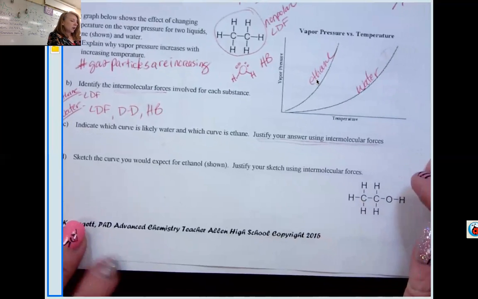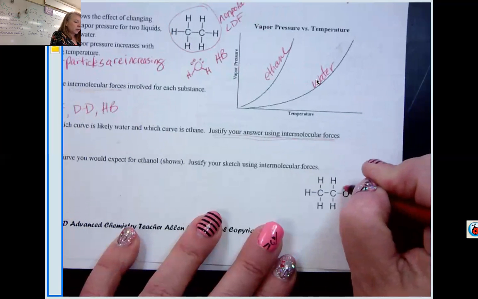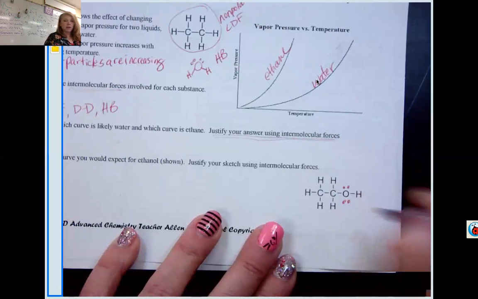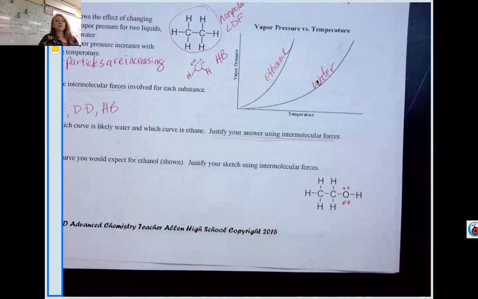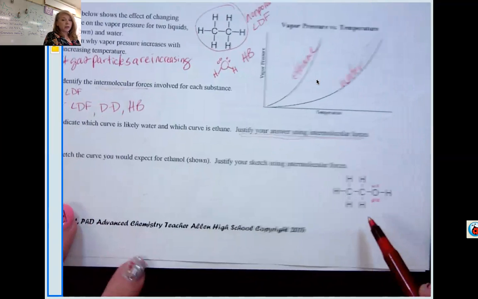D says sketch the curve you would expect for ethanol, which is shown. What they don't show are the lone pairs on oxygen. A lot of times the AP test writers will ask you to finish the structure, and they'll have the basic structure already put in place, and all you have to do is draw the lines and dots. So this would be an example of where I have to show just lone pairs.